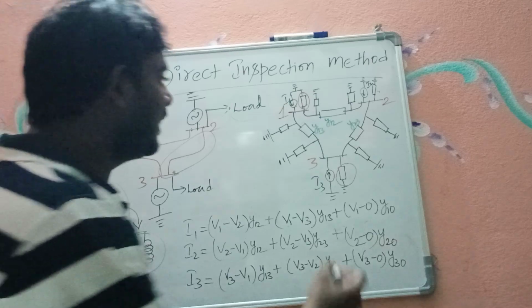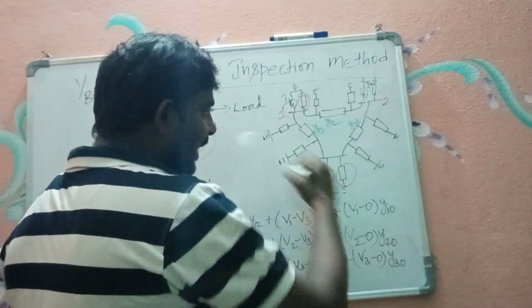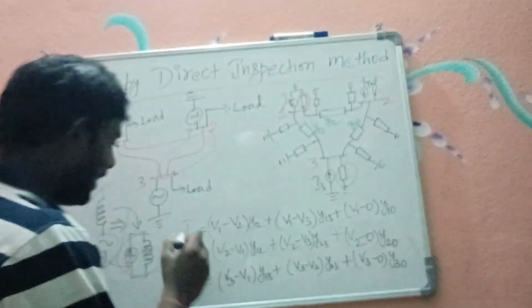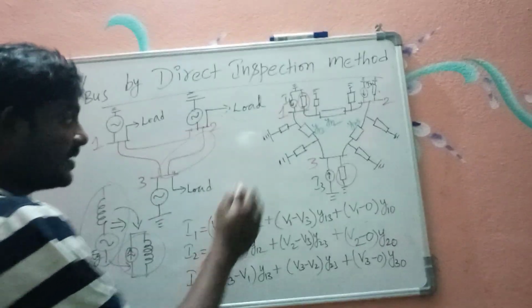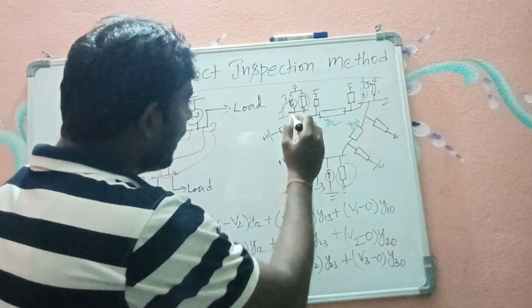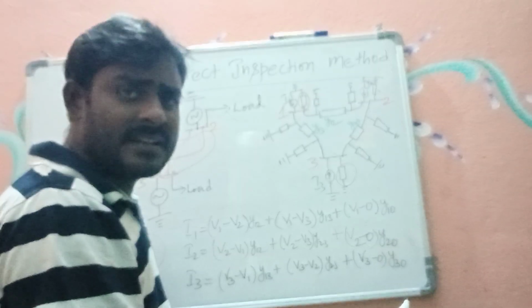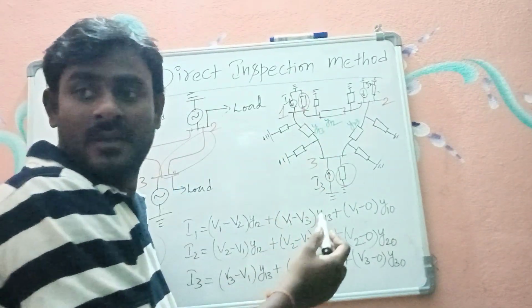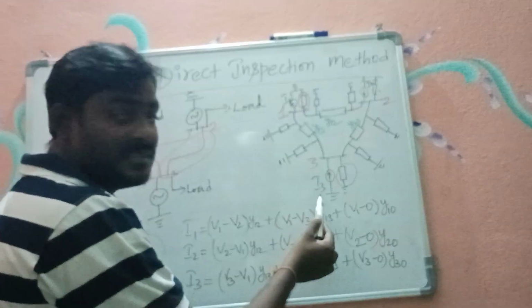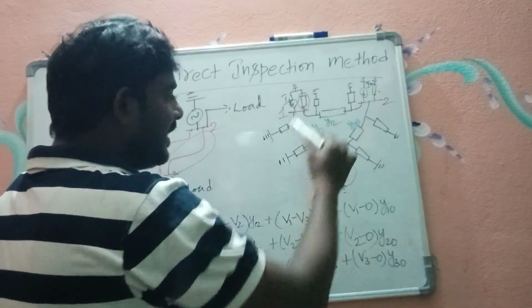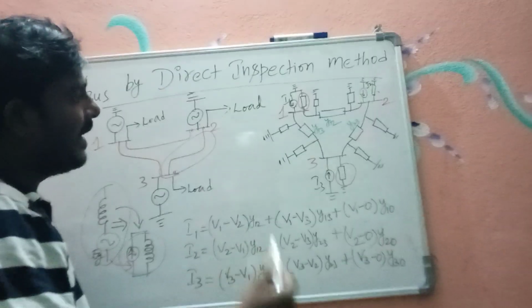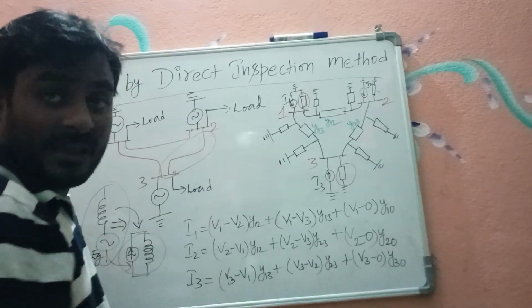Now if you apply KCL at each and every bus, the incoming currents are the injected currents at each bus. At the first bus, the injected current is I1, at the second bus the injected current is I2, and at the third bus the injected current is I3. So these are the injected currents. Now based upon these injected currents, with the help of KCL we can write the equations.